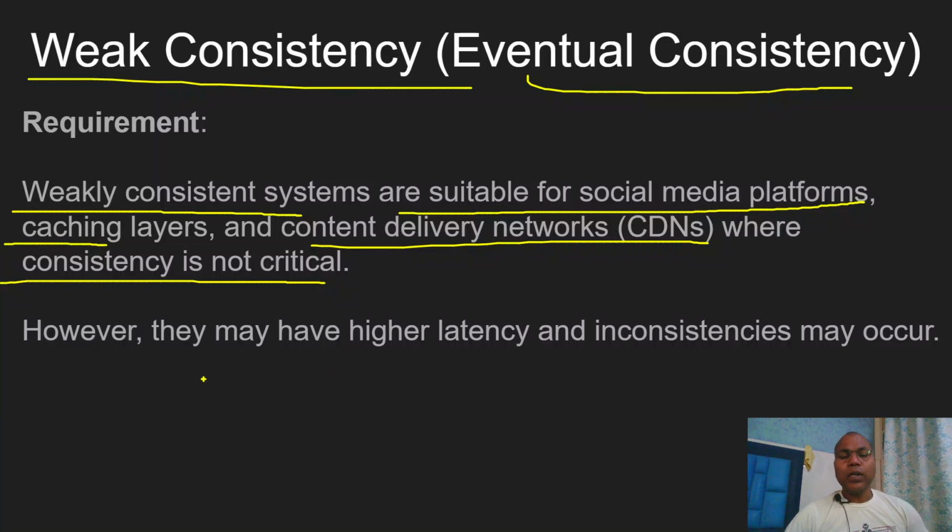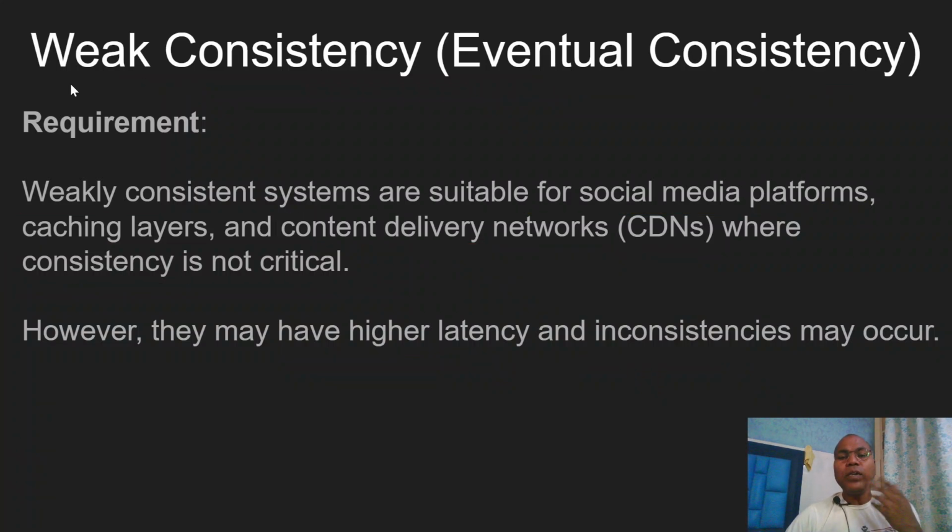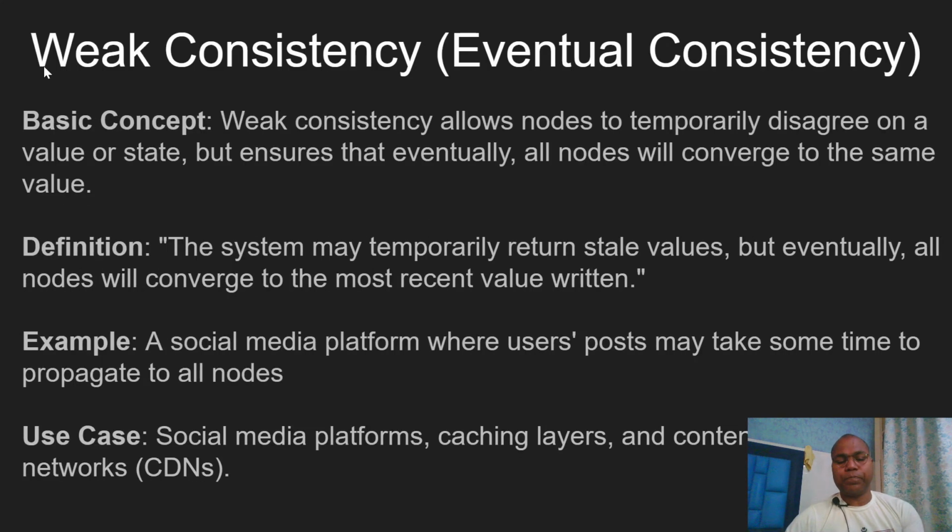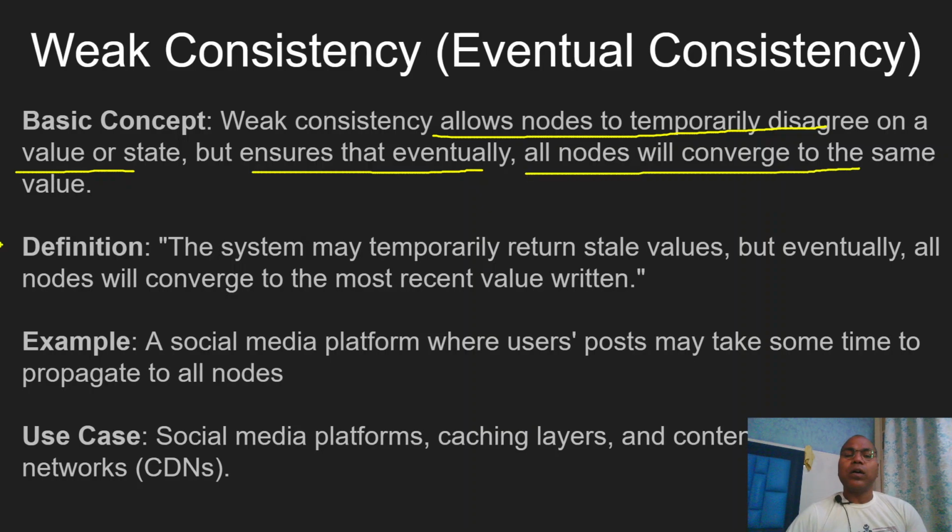So here they may have a higher latency but inconsistency may occur. That means here we may reduce our latency, but we are offering some level of delay in syncing data between the multiple nodes, right? So here all the nodes temporarily disagree on the value or state, but ensure that eventually all the nodes will have the same value.